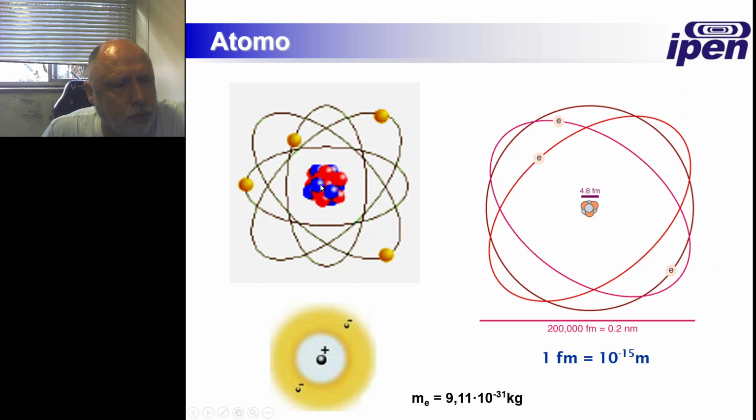So you have the nucleus and the electrons, and it must be noticed that while the nucleus is 10 to the minus 15, so it's a femtometer, the atom itself is almost 100,000 times larger. And that's an important thing, because this number will come back in a moment, right?